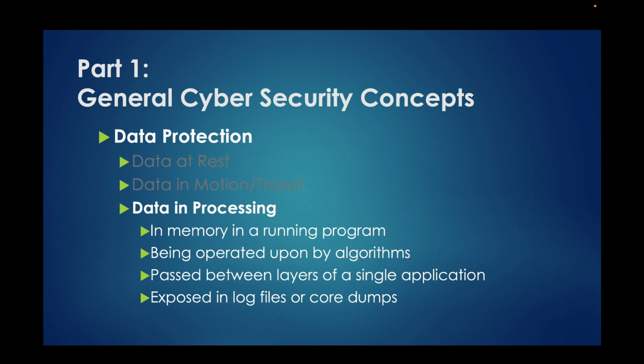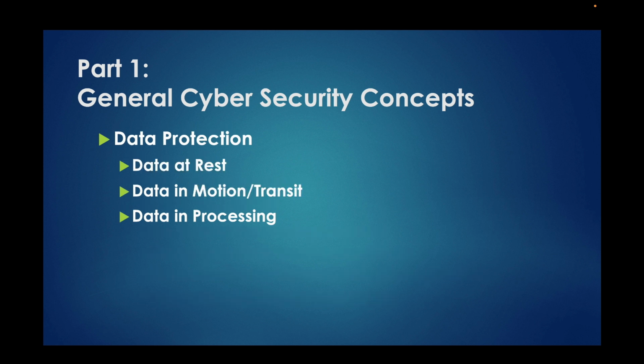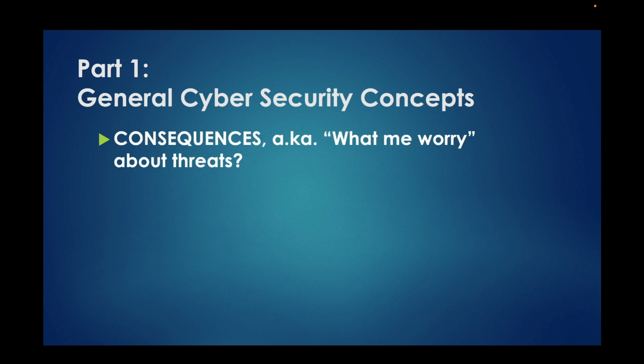Data in processing is the data that is being operated upon by a running program, held in volatile memory, operated upon by algorithms, passed from one layer to another within the same process. Data in this state can be vulnerable just as it is, but particularly so if it is written out to another form like log text files or core dumps, which are memory images which may be written by the operating system when programs crash. In our next discourse in this part, let's talk about the consequences of failing to defend against these threats.